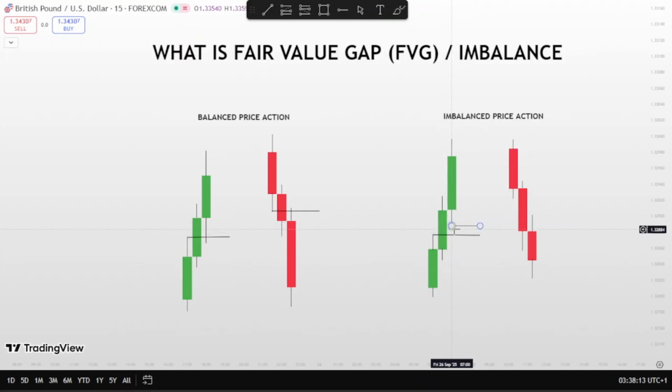So the gap in between them here is what we call fair value gap. Let me show you a typical example here also. This is a bearish example here. This is the first candle, this is the second candle, and this is the third candle. You can see what's happened there.